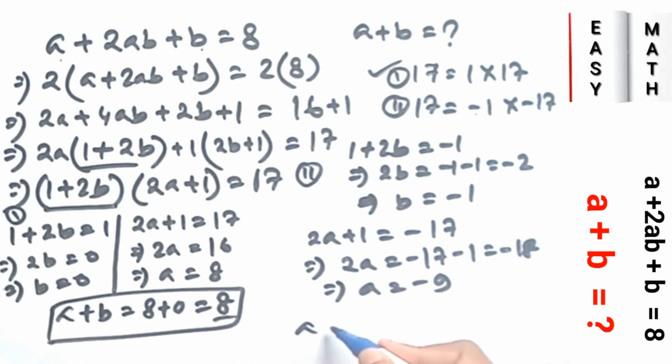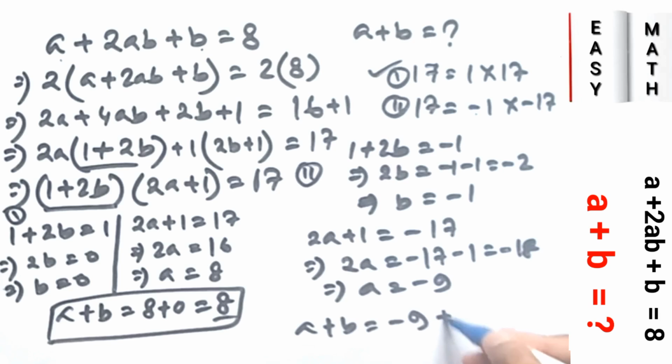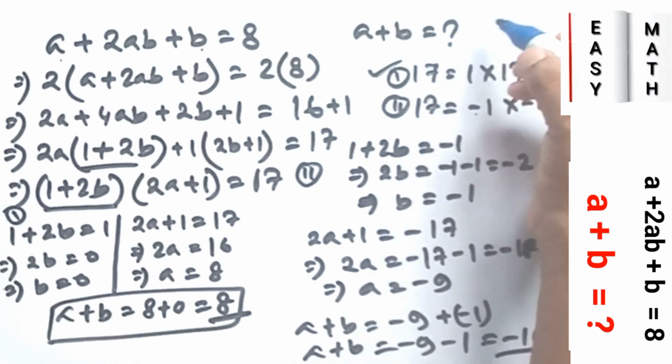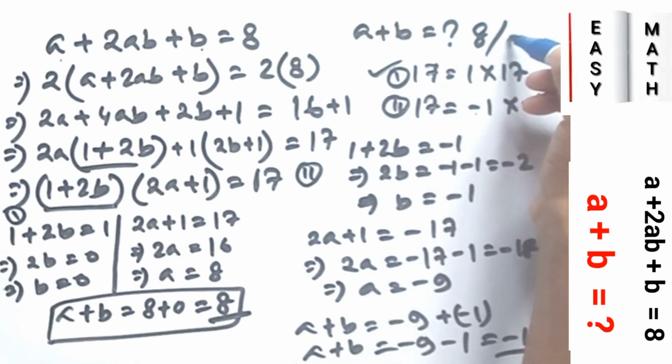So now the a plus b value is minus 9 plus minus 1, so there is minus 10, so we can write a plus b value is minus 10. So this value is 8 or minus 10.